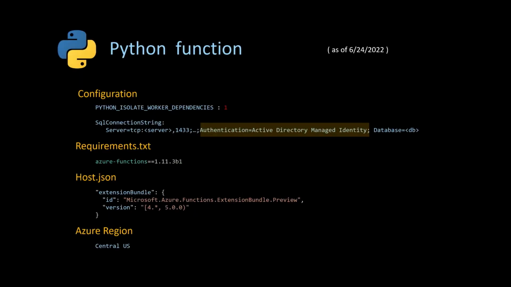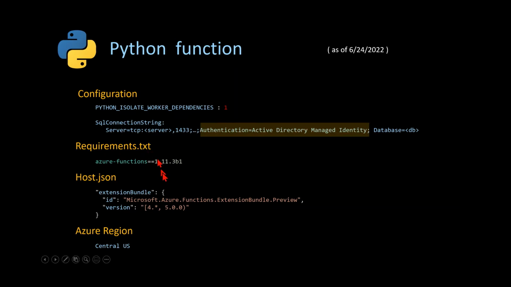For Python, there's a couple of things I had to do in order to get it all working. I had to define two configuration variables: isolate worker dependencies, and the SQL connection string. For the SQL connection string, there's nothing out of the ordinary, but the isolate worker dependencies, I think, is part of a preview release, so you have to do this now. In the future, it'll probably go away.